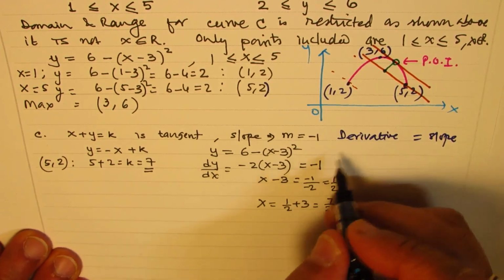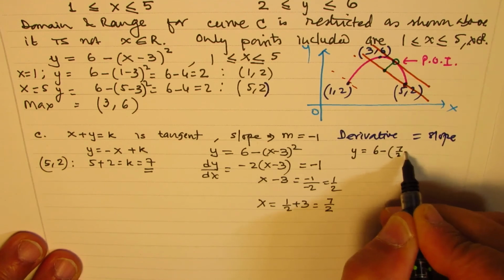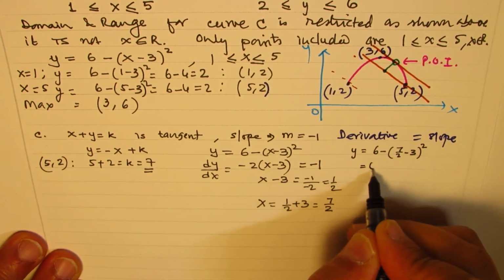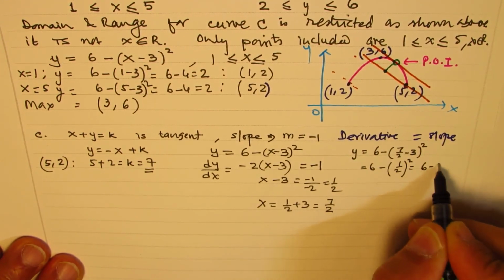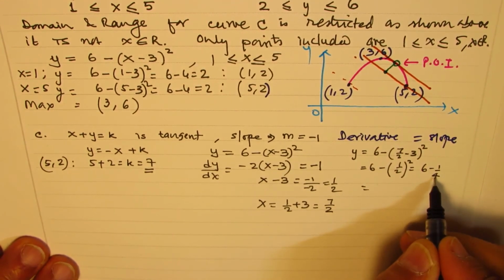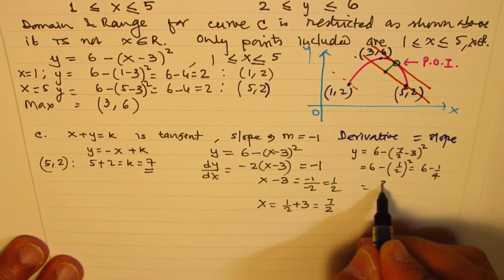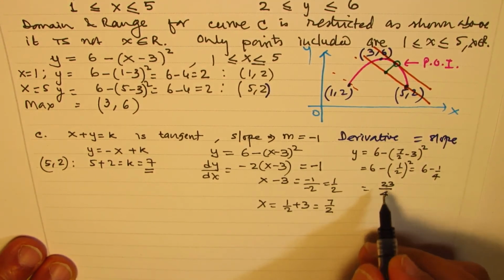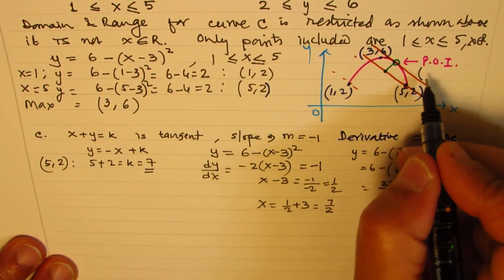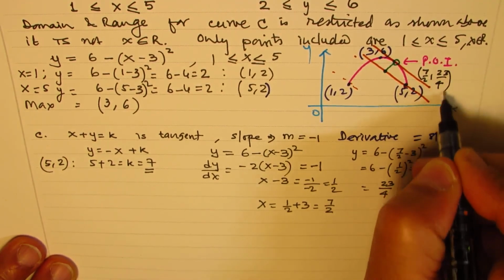We can now find the value of y for x equals 7 over 2. So y equals 6 minus (7 over 2 minus 3) whole squared, which is 6 minus, so 7 over 2 minus 3 gives you half, and half squared is 1 over 4. So 6 minus 1 over 4, or 6 times 4 is 24, 24 minus 1, which is 23 over 4, right? So the y value is 23 over 4. So we get the x and y values of this coordinate point as 7 over 2 and 23 over 4, correct?